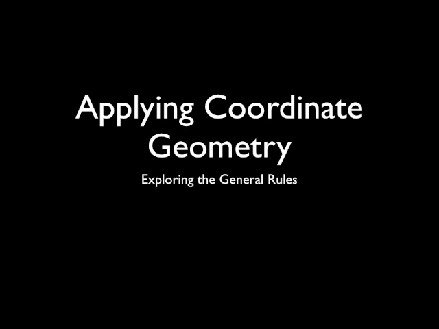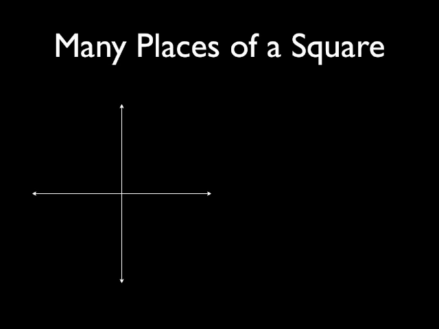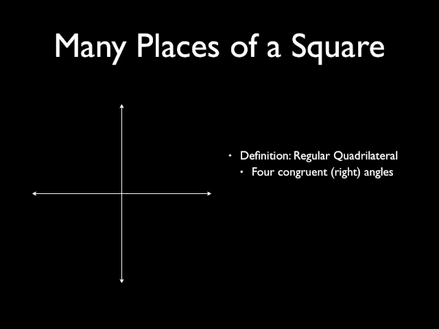Now let's talk about exploring those general rules. We'll do that by talking about the many places of a square. Let's start by looking at the definition. The definition of a square is a regular quadrilateral. That means that there are 4 congruent angles, all of them right angles.